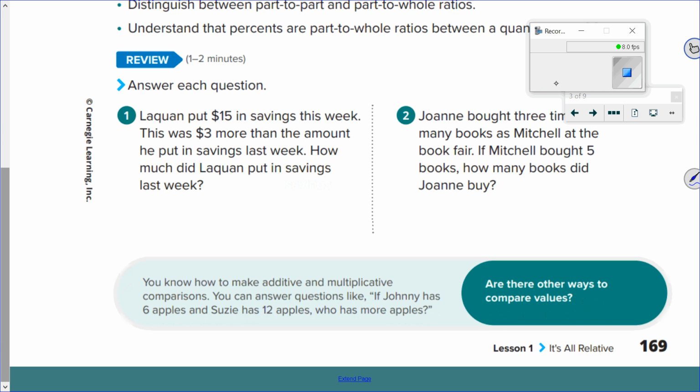Go ahead and work. Okay, our first one should have been pretty easy. Laquan put $15 in savings this week. That was $3 more than the amount he put in last week. How much did he put in last week? So there's our question. So who had the answer on that one, Maverick? How did you get that?